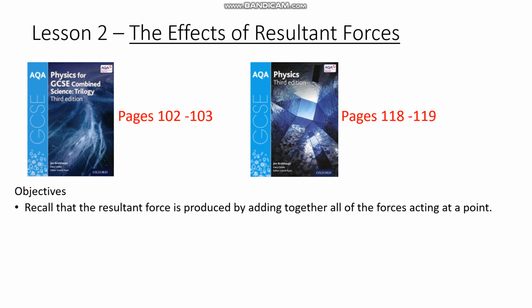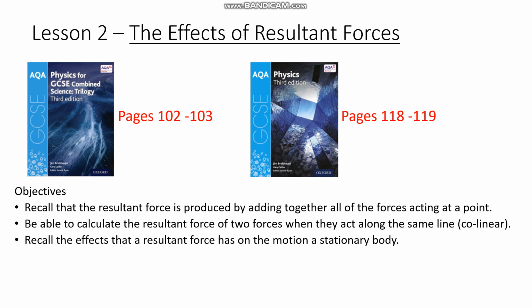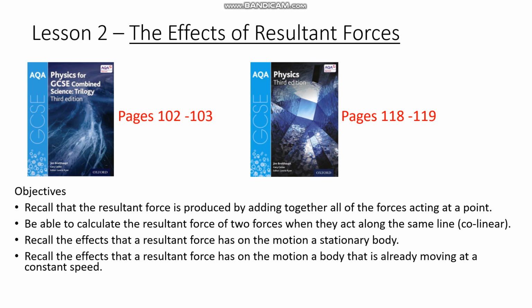Today, you should be able to recall that the resultant force on a body is produced by adding together all of the forces acting on that body. Sounds complicated, it's not really. Be able to calculate the resultant force of two forces when they act along the same line, or collinear. Recall the effects that a resultant force has on the motion of a stationary body, and recall the effects that a resultant force has on the motion of a body that's already moving at constant speed.